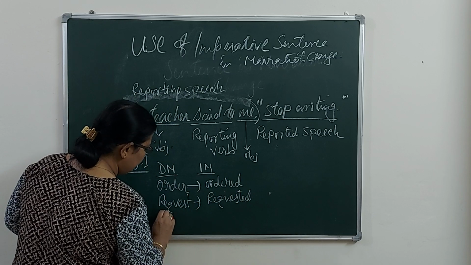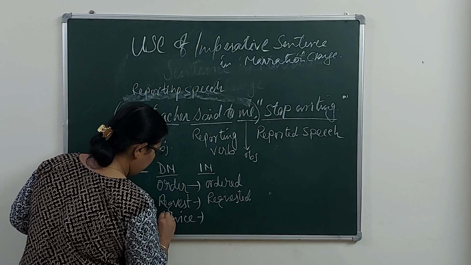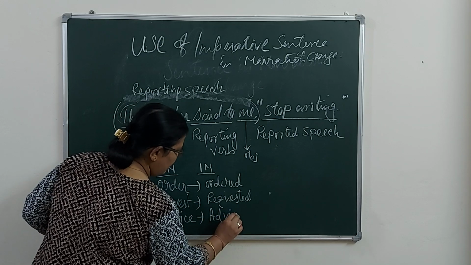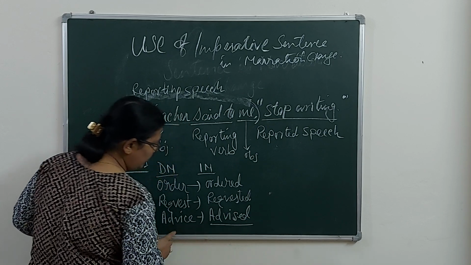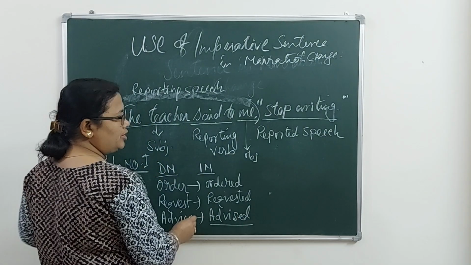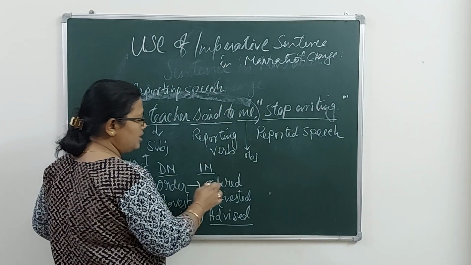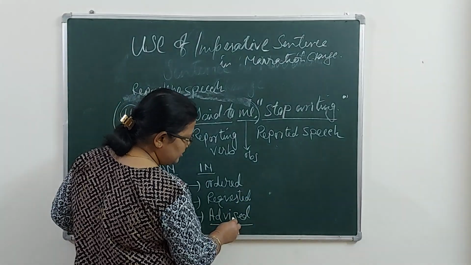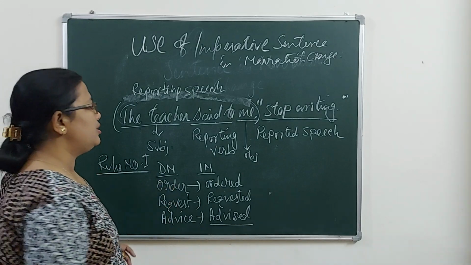Suppose it is advice. A-D-V-I-C-E is a noun. It will be the verb A-D-V-I-S-E-D. So you have to use this one, not this one. This is the mood and meaning. It is a noun here, as a noun they have used it. But when you change it, we use the verb form. So the verb form is A-D-V-I-S-E-D. So this is the first rule. Write it first.